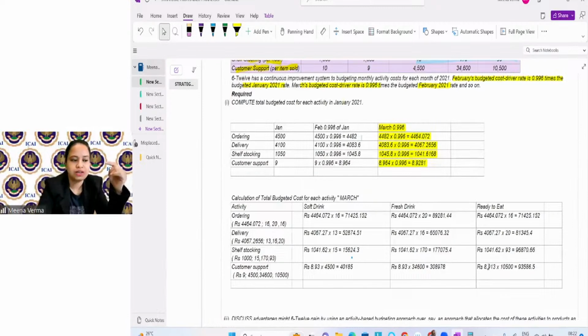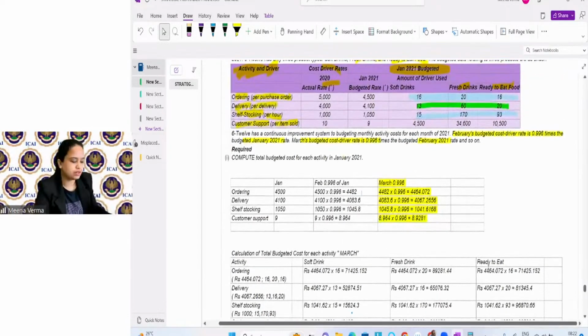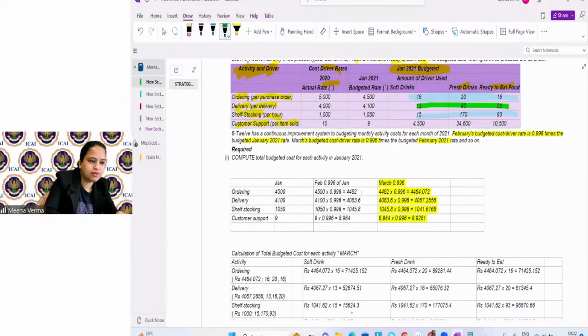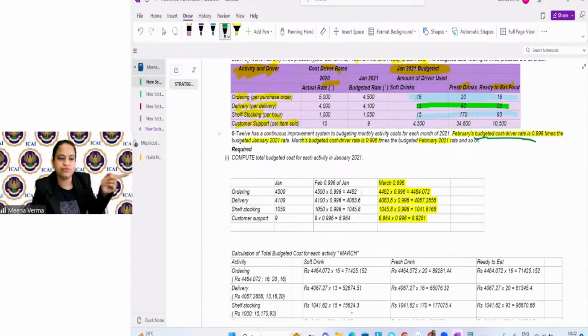because you can see what is happening. They have provided you the rate here, that how the value is changing from January to February and from February to March. By using this relationship, we have calculated the values for March. Ordering cost, we have calculated. Delivery cost, we have calculated. Shelf stocking cost and customer support cost, we have calculated.